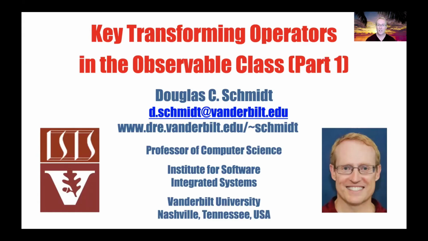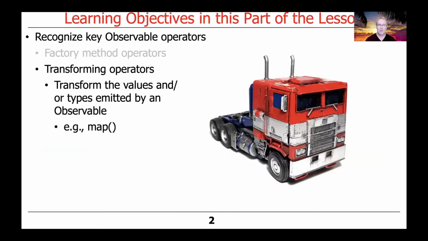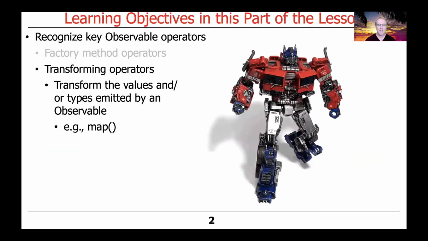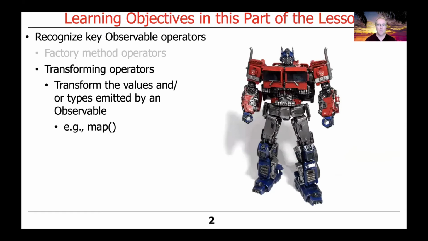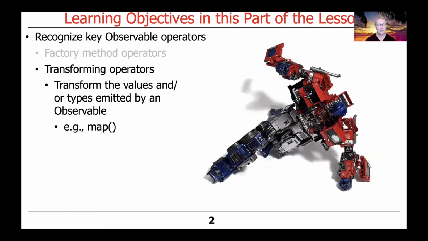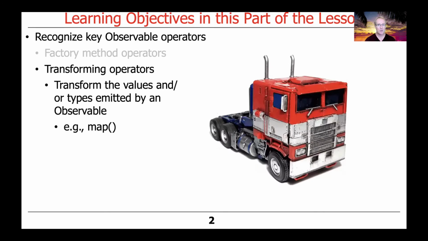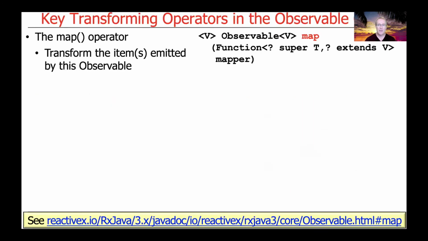We're now going to turn our attention to one of the key transforming operators that's defined in RxJava's Observable class. A transforming operator can transform the values and/or the types that are emitted by an observable. And here we'll be taking a look at the very fundamental map transforming operator. The map operator can be used to transform the item or items that are emitted by this observable.